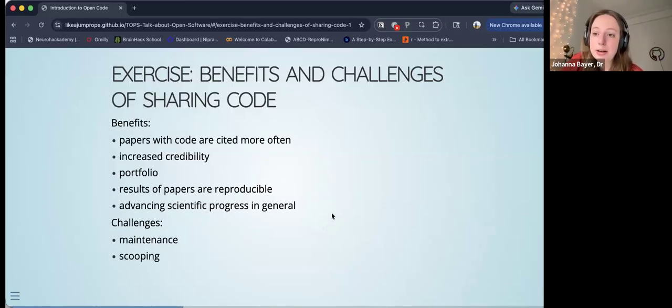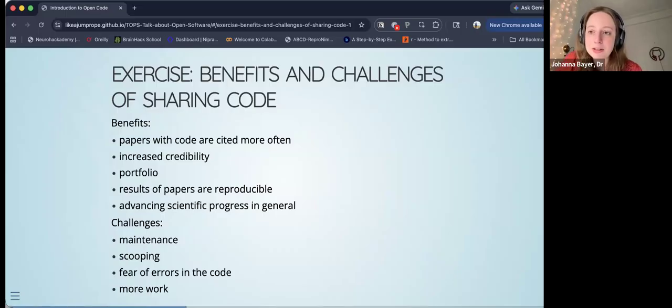There's the fear of getting scooped. I've heard that as well. If you put your code out there and it's related to a paper, then others can just redo what you did. And the fear of errors in the code, we've just talked about that. And it's more work, of course. A lot of the open science things that we would like to do are usually not the things that we get paid for or that our supervisor wants us to do. Our supervisor usually wants us, or at least me, to write papers and not necessarily to make my code very beautiful. So there's a bit of a tension there.